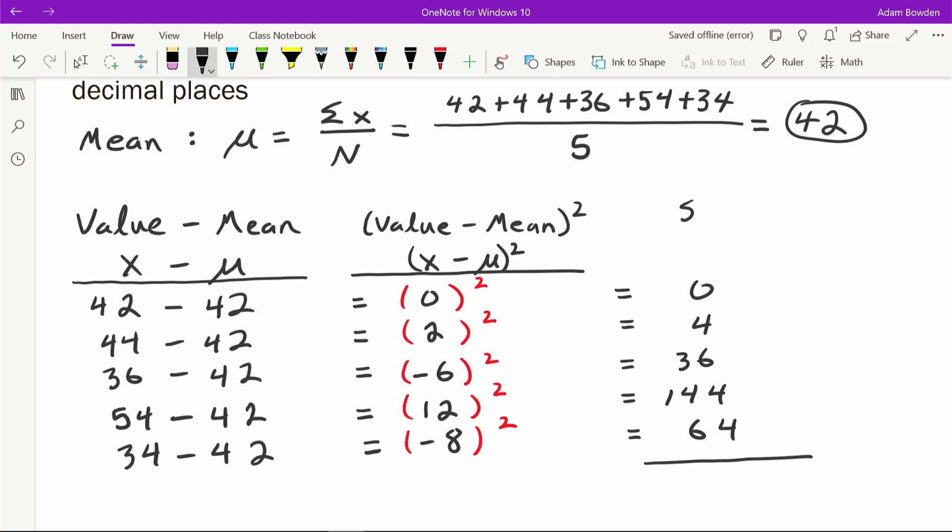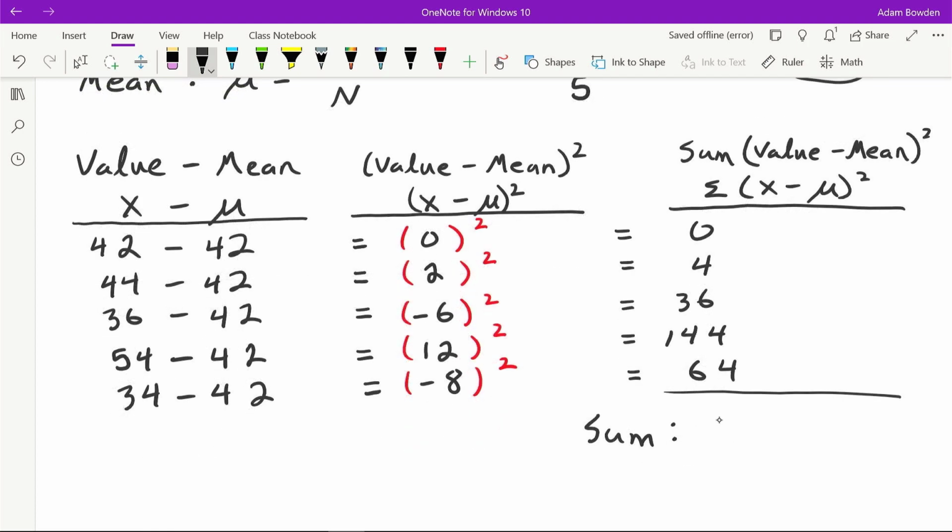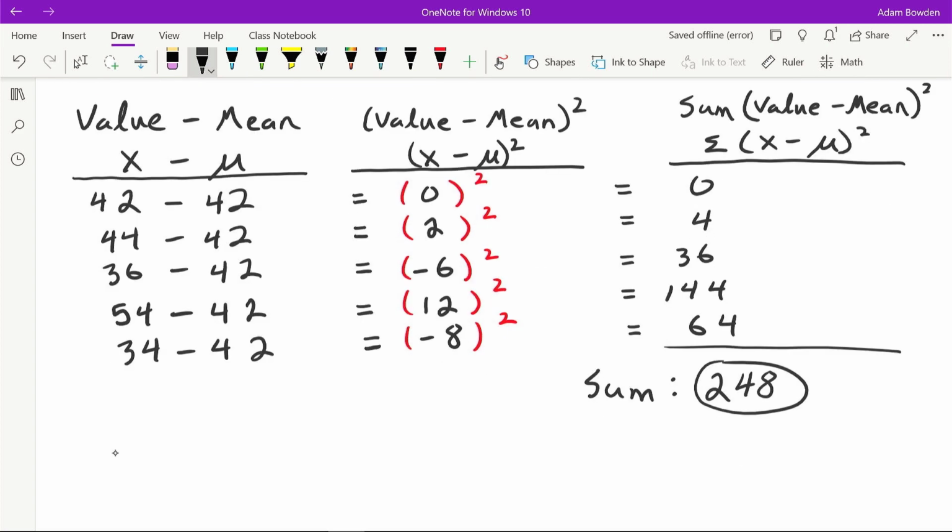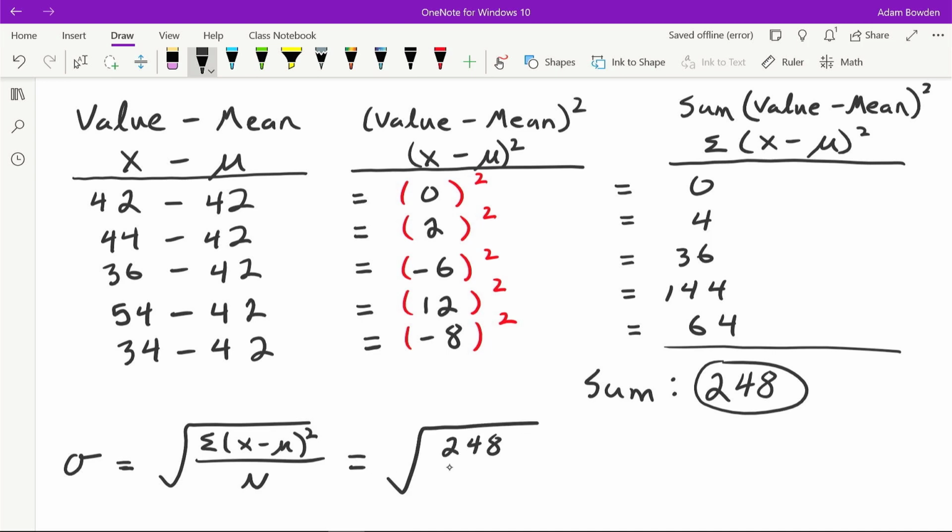And now what we need to do is to take the sum of all these numbers together. If we add them all up together, we get a sum of 248. So our formula for standard deviation sigma equal to the square root of the summation of x minus mu all squared divided by capital N would be equal to the square root of 248 divided by 5, which is the square root of 49.6, and that's approximately rounded off to 7.04.